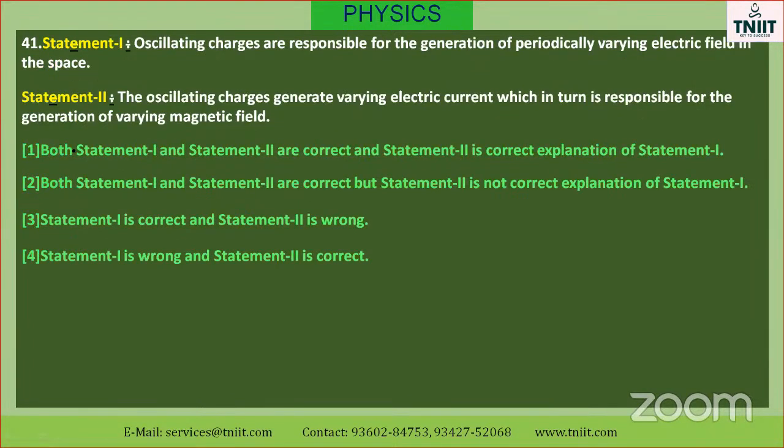There are two statements here. Oscillating charge is responsible for varying electric field in the space. Definitely, it is true. Oscillating charges generate varying electric current. Definitely, it can also create the current. Even this is true. But this is in motion, this is at rest.